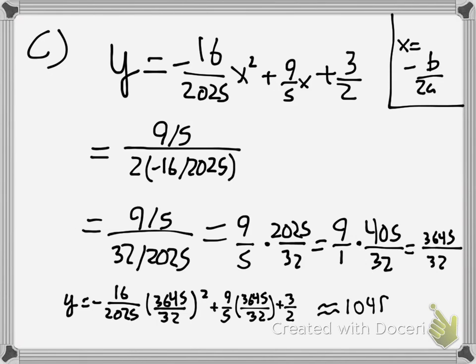Then we'll plug in 3,645 over 32 for x, and we'll have y equals negative 16 over 2025 times 3,645 over 32 squared plus 9 over 5 times 3,645 over 32 plus 3 over 2. And then with that, we'll get 104 feet. We can use the axis of symmetry formula for a parabola to find the horizontal distance where the max height occurs, and plug in x to the parabola equation to find the height.